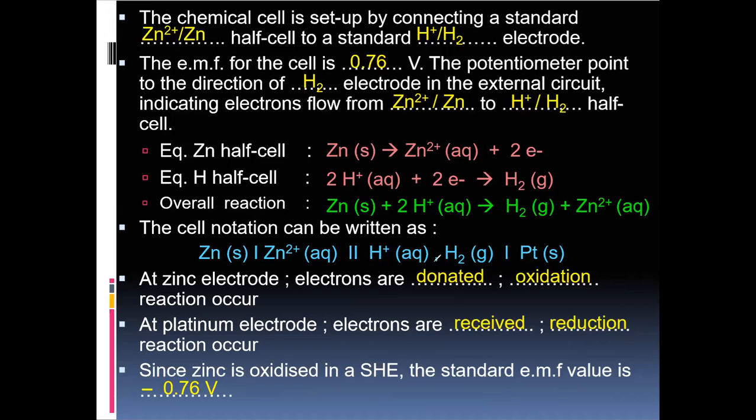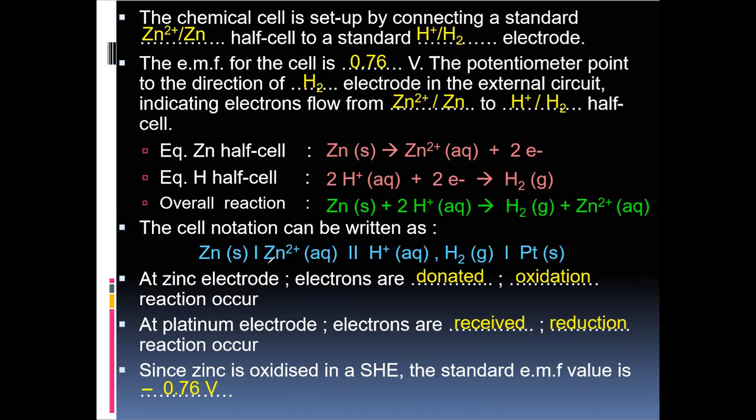H+ aqueous, comma, H2 gas, then you separate it with its own, what do we call it now? Its own metal. In this case, it is platinum. In the case of hydrogen, the metal that is used as the electrode in the standard hydrogen electrode is platinum. So you put your Pt solid. You can see this place is oxidation and this place is reduction. You're moving from plus to 0. So you put it this way. This is how to write the standard hydrogen potential anytime, any day.